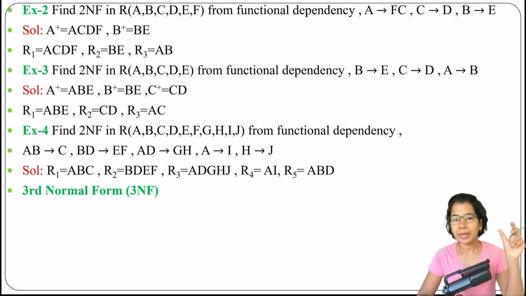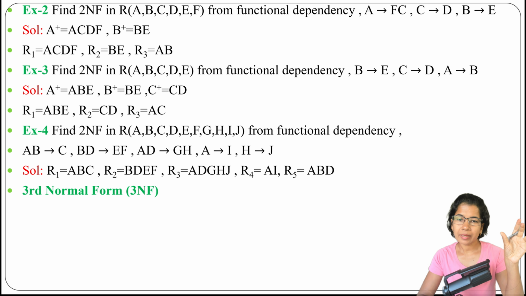In 1NF, every attribute should be atomic. In 2NF, there should not be partial dependency. In 3NF, there should not be transitive dependency. What is transitive? If A implies B, and B implies C, then A implies C.